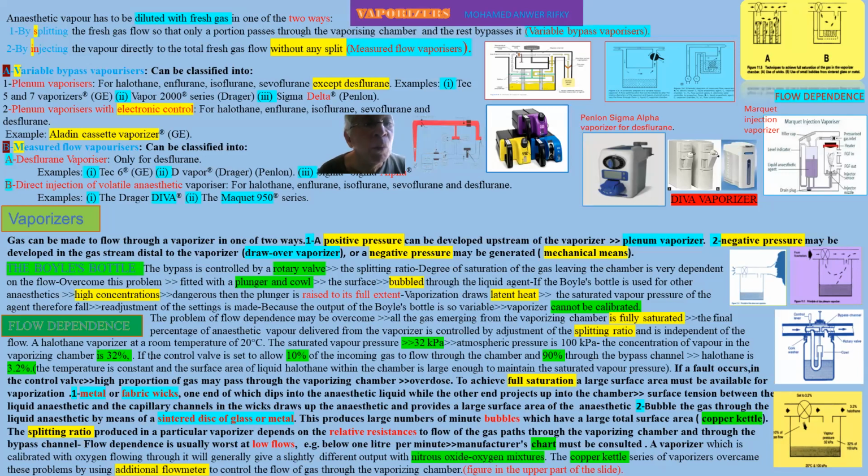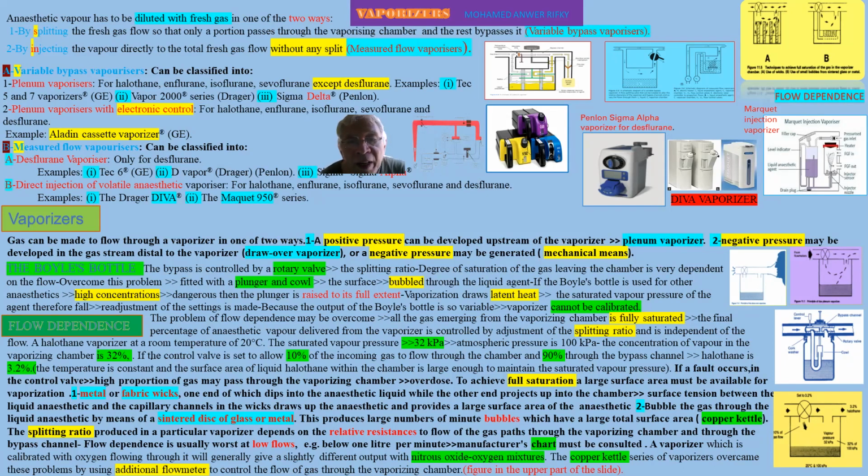The first one, variable bypass vaporizers, are divided into plenum vaporizers, which are the vaporizers we already use in the theater, and the plenum vaporizer with electronic control, such as Aladdin, which we mentioned in the previous lectures. The second one is measured flow vaporizers, which is classified into the flurane vaporizer, as we all know about it, and the direct injection of volatile anesthetic, as we can see from the right side of the slide, the Maquet injecting vaporizer. So these are the main classifications.